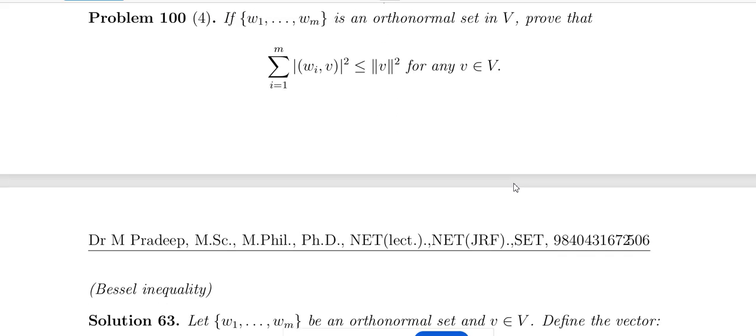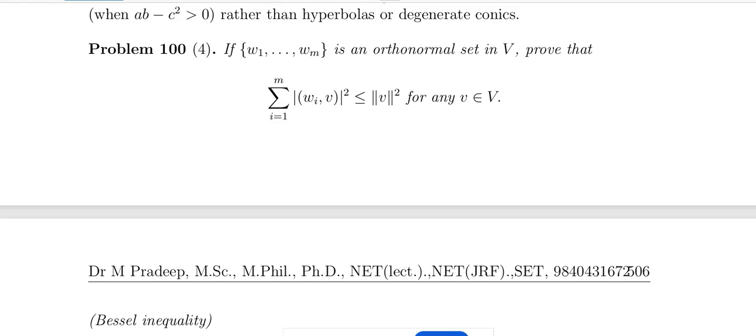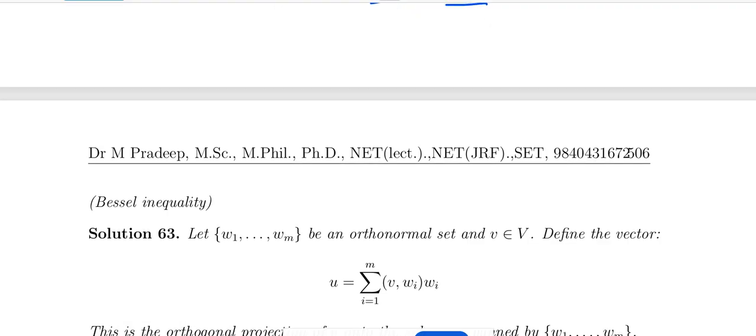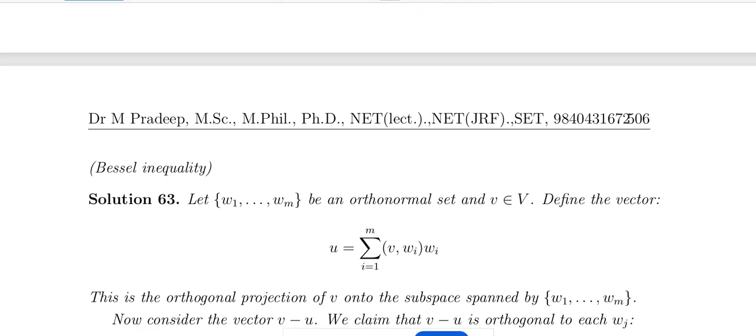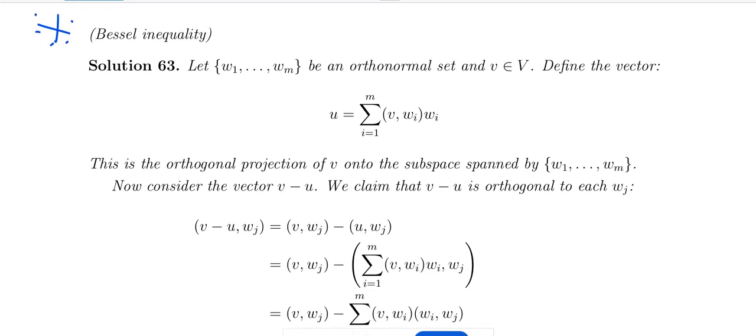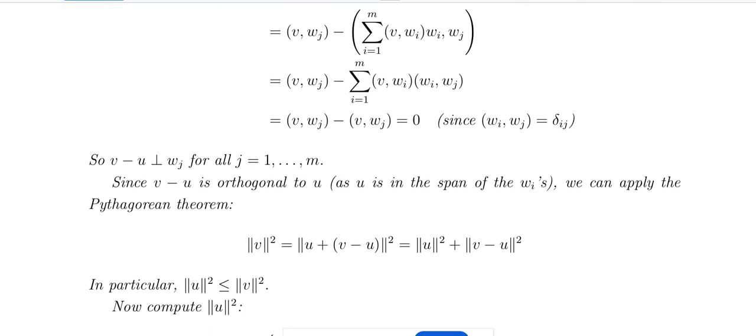This is another very important one. In the case where W1, W2, Wm is an orthonormal set, this is the collection of an orthonormal set, then summation of mod of inner product of wi comma v whole square is less than or equal to norm v square, for any v belonging to V. This is called the Bessel inequality. If you have studied real analysis, the orthonormal basis and inner product space come up there, and the Bessel inequality also comes up there.